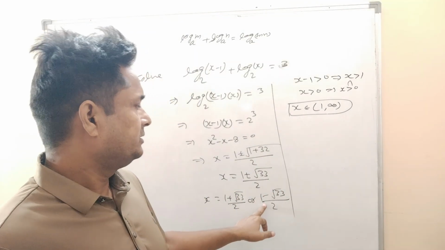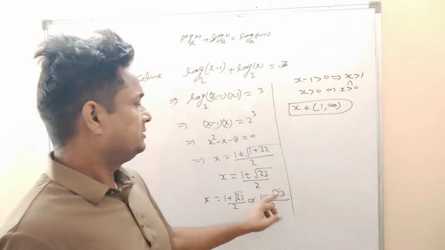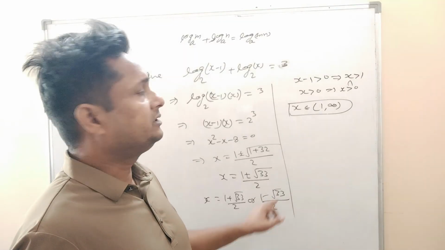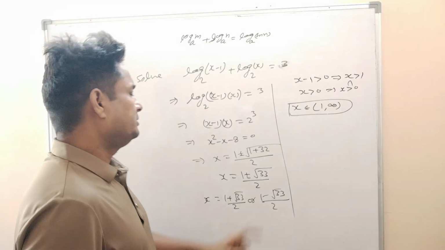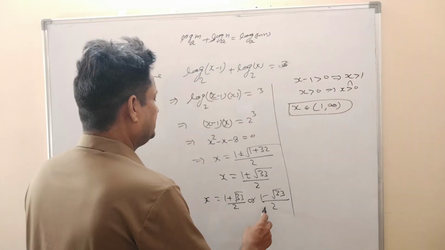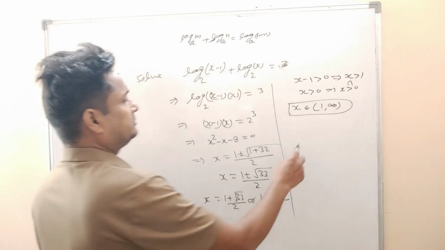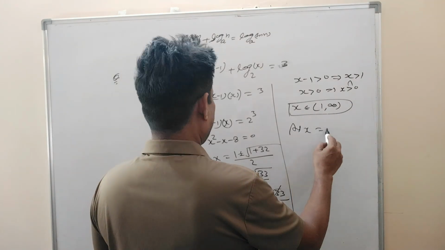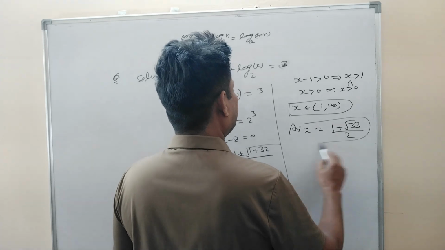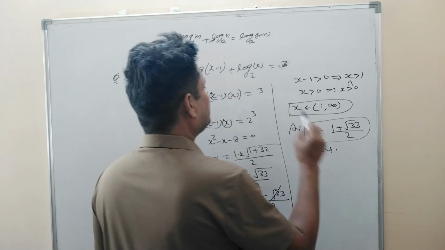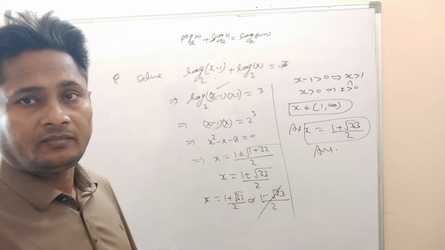Now check this one. This is a negative value, and a negative value is not in the interval, so this will not be a solution. So this is rejected. The only answer is x is equal to 1 plus root 33 by 2. So this is our final answer of this question.